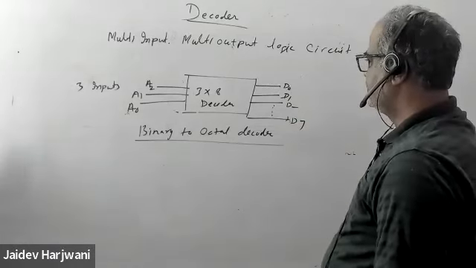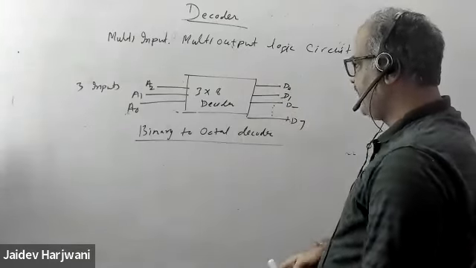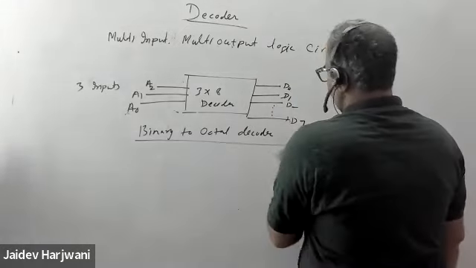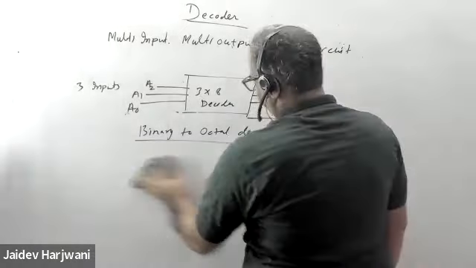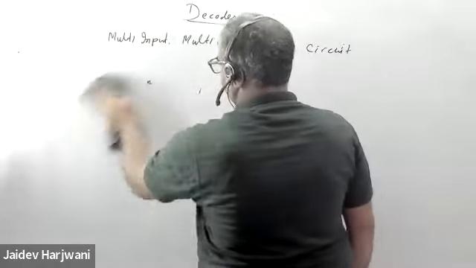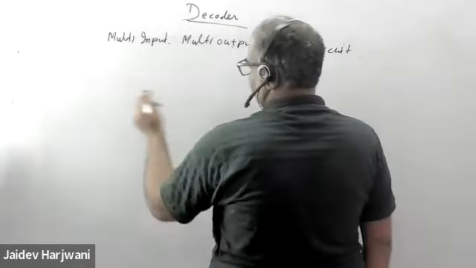So output will be one out of these. And there will be 8 outputs if there are 3 inputs. So I'm doing 3 to 8. Let me draw the truth table first and then we can design the circuit. A decoder, like an encoder, is very easy. You just have to make the correct truth table and then you can do the decoding.